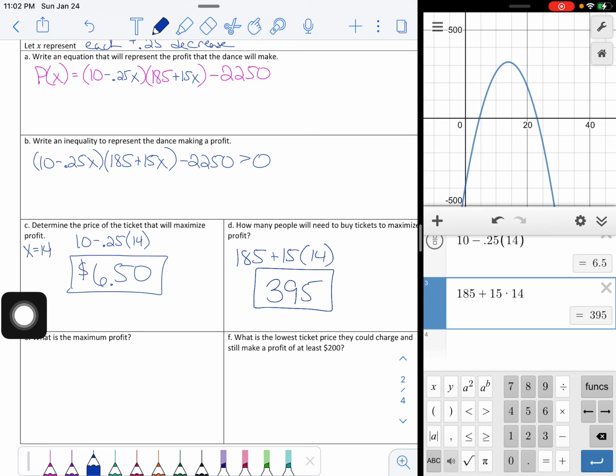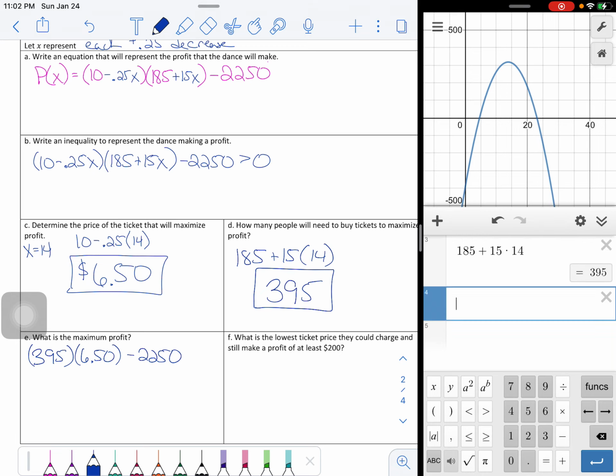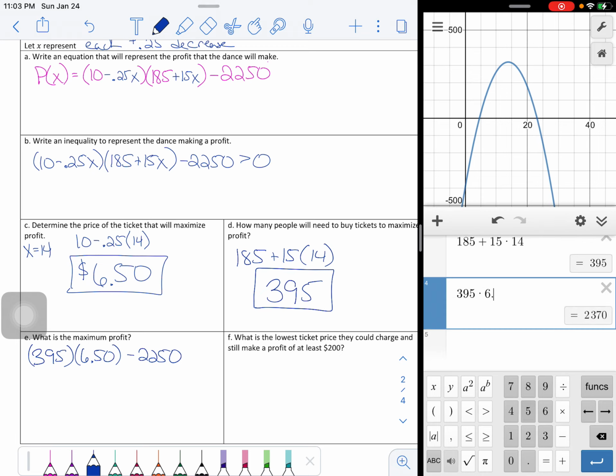Well, we're going to take the number of people, so 395, times the ticket price that they just paid, minus the cost for the dance. So 395 times 6.5 minus 2,250. All right, so $317.50 is the profit. All right, that's all going to the Panda Bears. Yay.